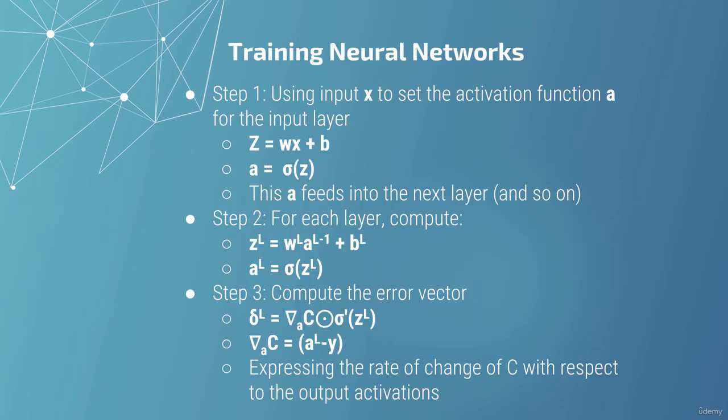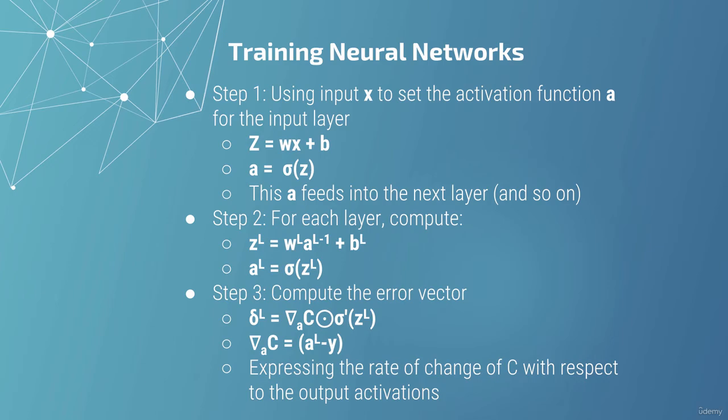So let's actually get down to business. How do we train neural networks and update these weights and biases? I know I've been harping on this for a while, but this is the main stuff. Step 1. We use the input x to set the activation a for the input layer. Remember, z as the tensor input equals w times x plus b, where w is the weights and b are the biases. And we defined a as the activation function, where z is the input of the activation function.